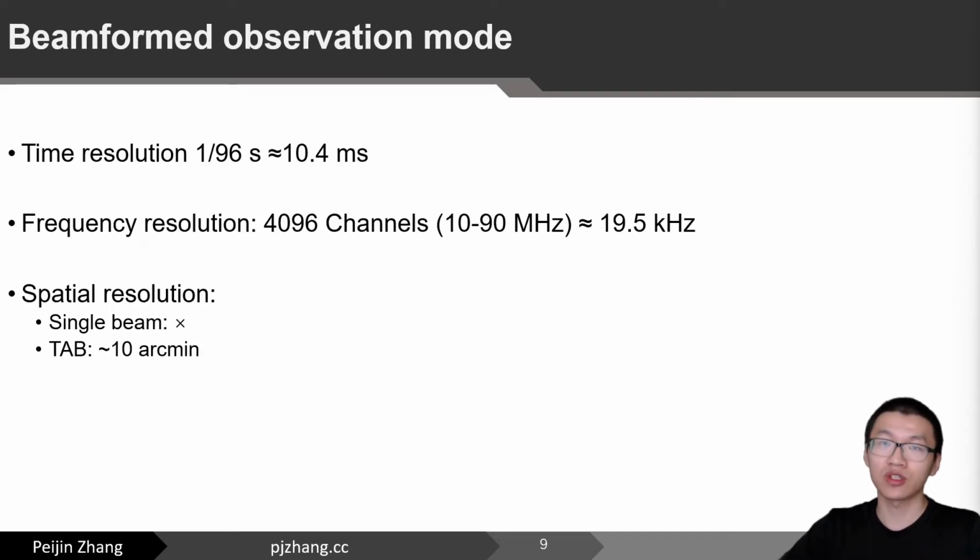So the resolution of beamformed observation is like this. Time resolution can reach about 10 milliseconds per frame, and the frequency resolution is about 20 kilohertz, with more than 4,000 channels in this frequency range. But the spatial resolution is quite low. In single beam mode, there is no spatial resolution. And with tied-array beam imaging, the spatial resolution is about 10 arcminutes. It's just 169 pixels, so you cannot expect sub-arcminute spatial resolution.